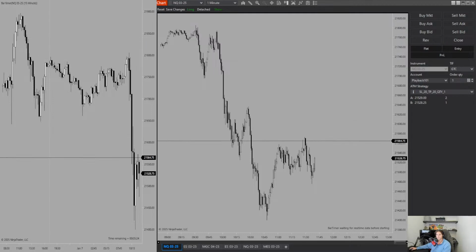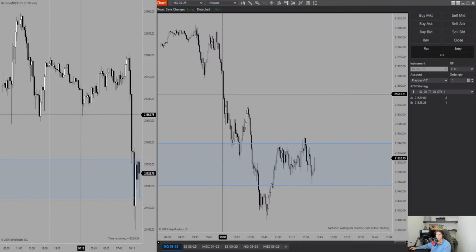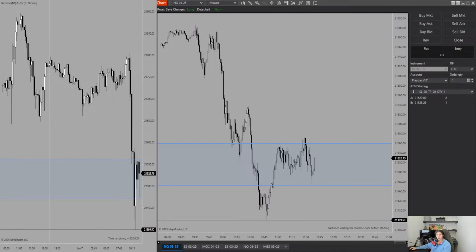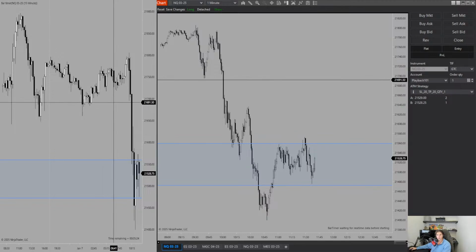Then the 4 hour. 4 hour is in some demand here. The 1 hour hit an order block as well. Nothing crazy until you get up here to this supply.